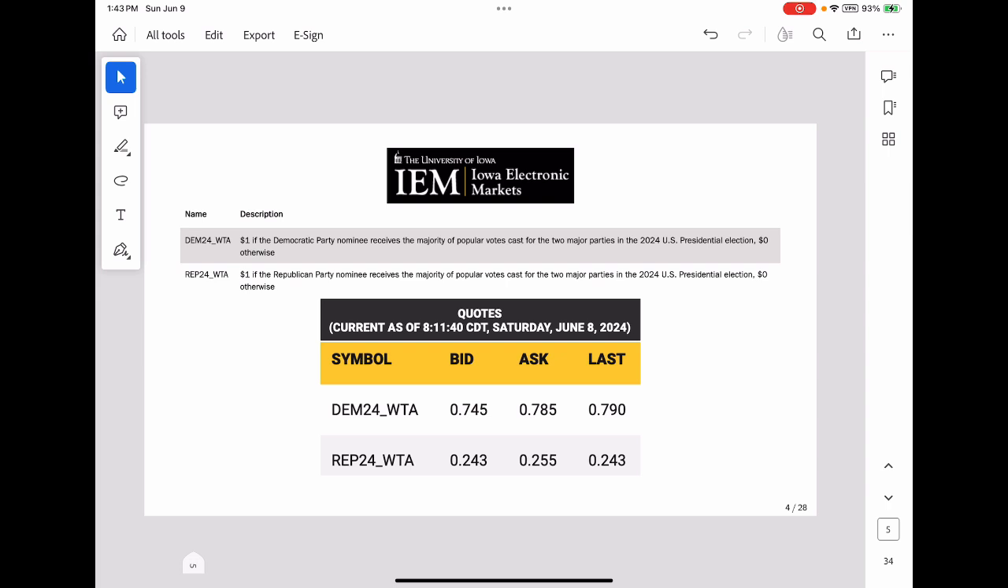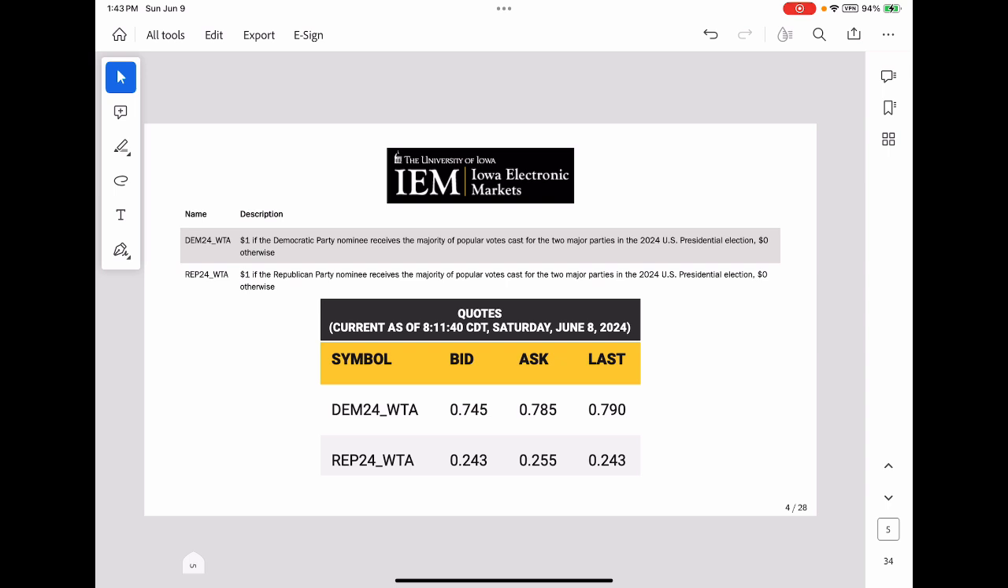The Rep WTA contract does the opposite. It will pay you if the Republican Party nominee receives a majority of the popular votes cast for the two major parties in the 2024 election. Now notice that this is a popular vote market. This doesn't tell you who's going to win or lose the election, who's going to become president, because it's entirely possible.